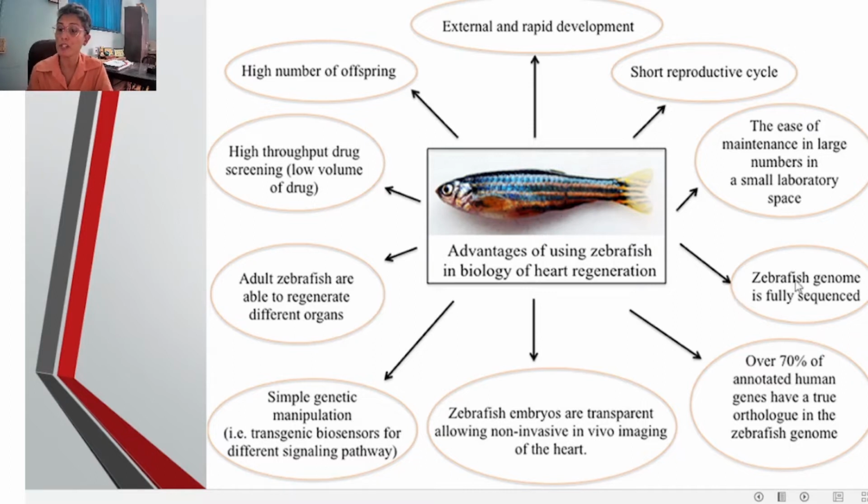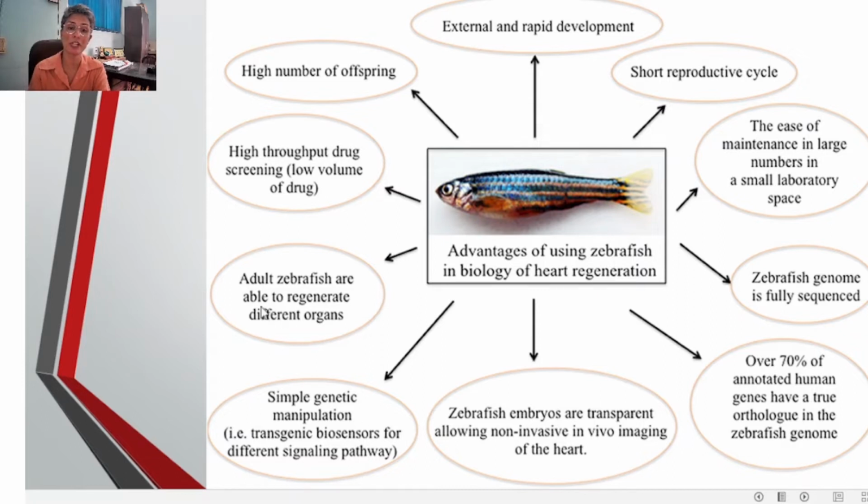So the zebrafish genome is fully sequenced. Over 70% of the annotated human genes have true orthologs in the zebrafish genome. So it is very helpful to know something about the genetic aspects of diseases related to human beings. Zebrafish embryos are transparent, allowing non-invasive, in vivo imaging of the heart as well as other systems. Simple genetic manipulation is possible; for example, transgenic biosensors for different signaling pathways are available and can be studied very easily.